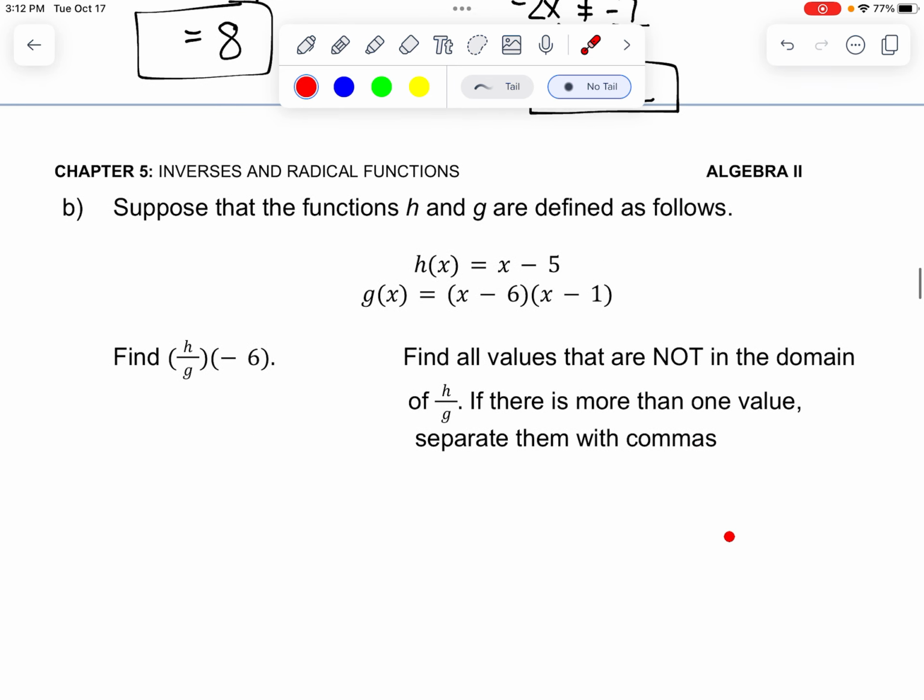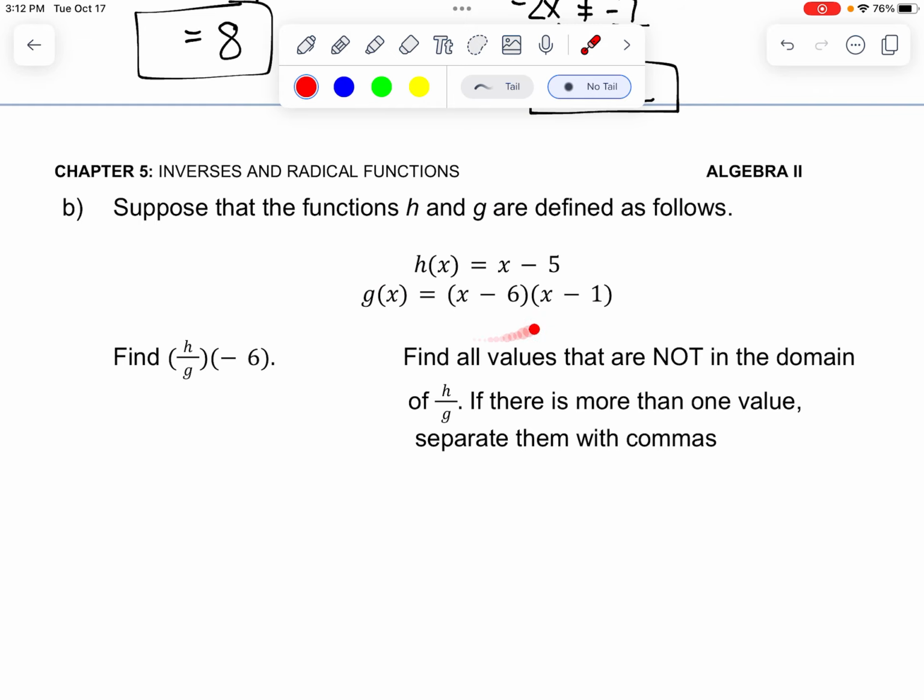The last one then, letter B that we have, says suppose functions h and g are defined as follows. So h of x is equal to x minus 5, g of x is equal to x minus 6 times x minus 1, okay?